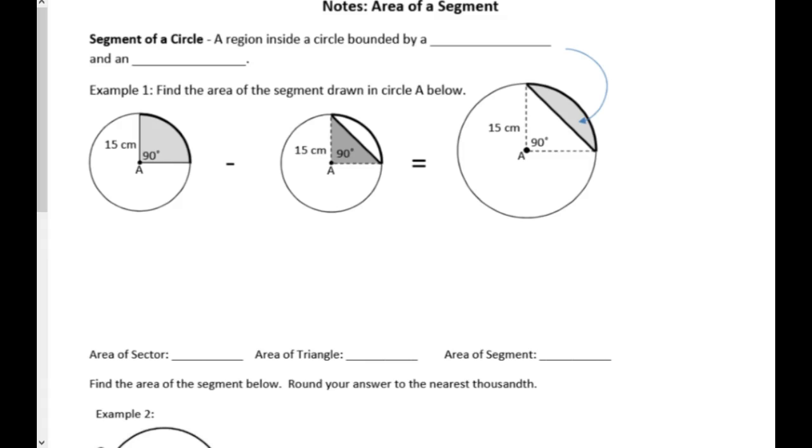All right, so what is a segment of a circle? Not a segment of a line. What's a segment of a circle? It says a region inside a circle bounded by a sector and a right triangle. The ones we're going to do are right triangles, okay? So basically you take a sector, 1/4 of a circle, okay? And then you take the right triangle, and we're going to end up subtracting them. And what's left over is this little thing right here.